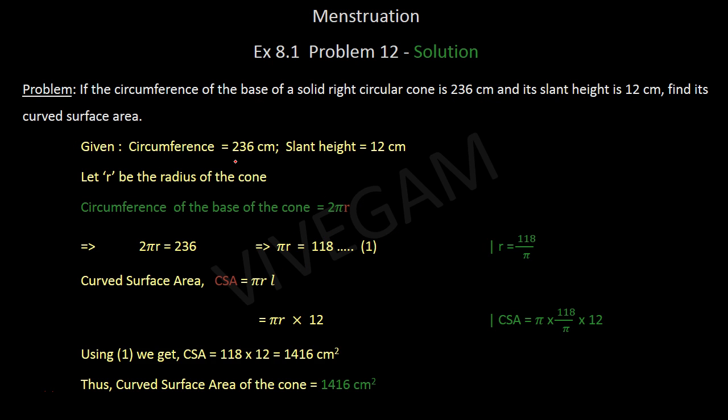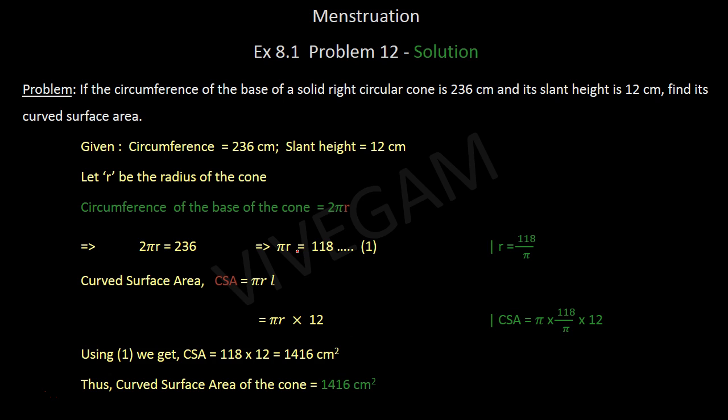Now this is the solution part. Circumference is 236 cm, slant height is 12 cm. Let r be the radius of the cone. Circumference of the base of the cone, which is a circle, is 2 pi r. So 2 pi r equal to 236. So pi r equal to 236 divided by 2, that is 118 centimeter. Let's put that as equation 1. Curved surface area is CSA equal to pi r L, but pi r we know is 118, so it is 118 into 12, that gives us 1416 centimeter square.